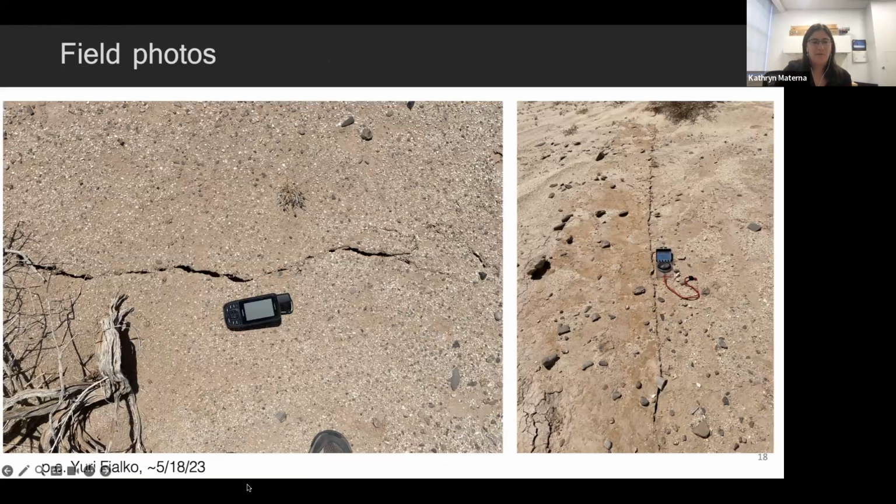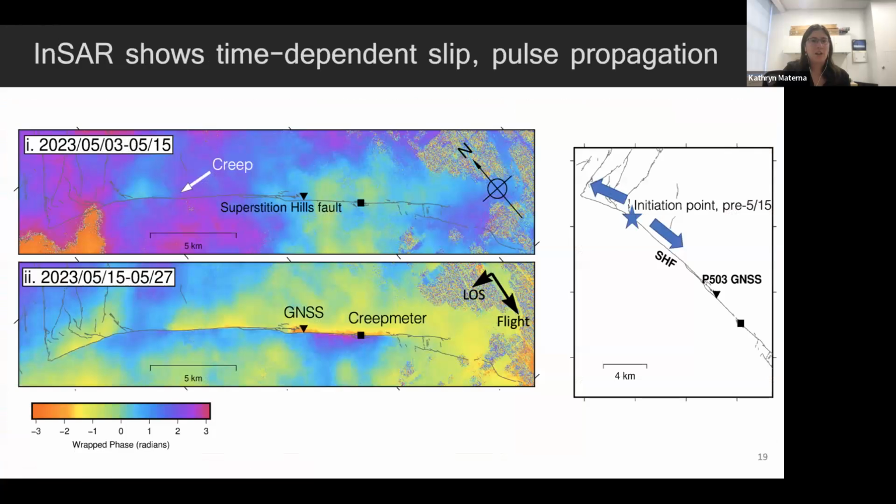Somewhere taken the weekend after that, the creep meter sent its time series. So this is the part that I found really, really interesting and surprising. Here we're turning to the InSAR data, and for me, as I mentioned, this was a bit of a surprise.